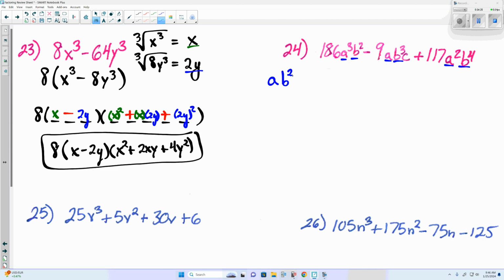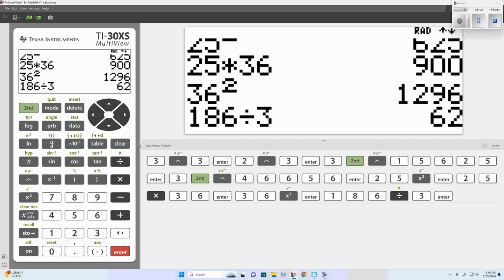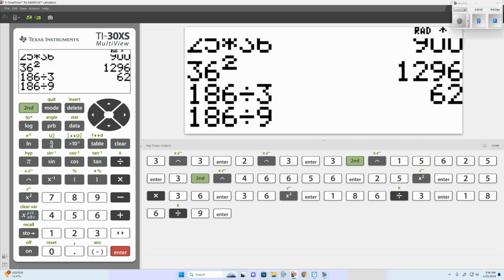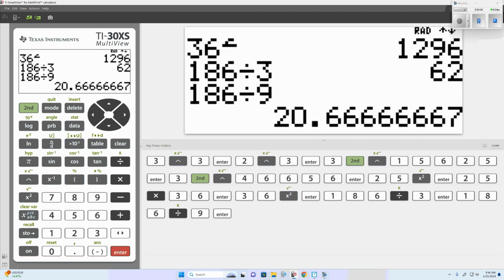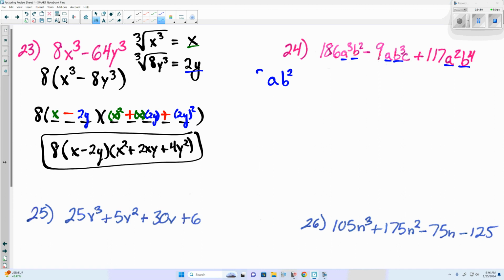186, 3 does, 9 does not, so 186 tells us our only possible choice is 3. Do you kind of see what I did there? Looked at those factors, checked the first one, threw 9 out. 3 is the only one. Checked it with 117. So that means our other factor is 3.